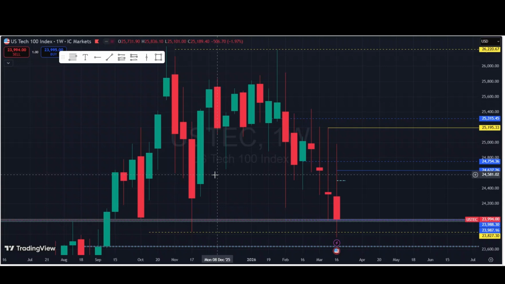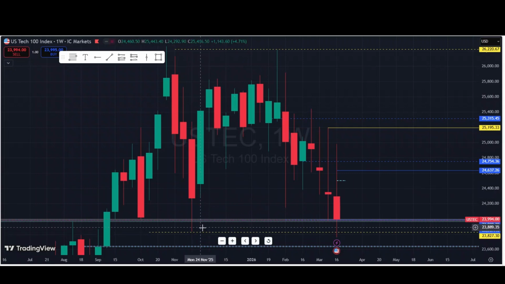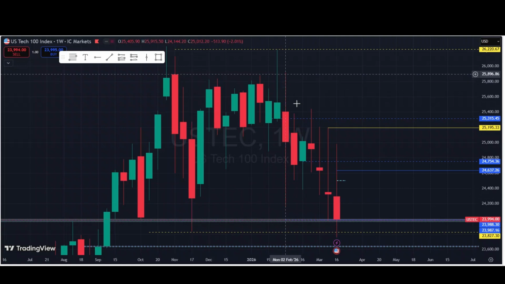First, we're looking at our USTEC, which we can see on the weekly chart. We are using the high of this range, which is the 26,220, and the low of this range, which is the 23,827 level. Within this range, the question is, where is price? Apparently, price is at the discount level, still respecting the fair value gap on the monthly time frame. The next question is, where is price likely to be drawn to?